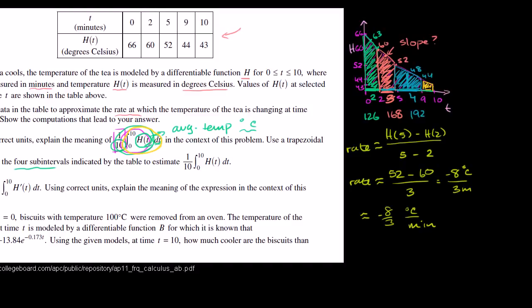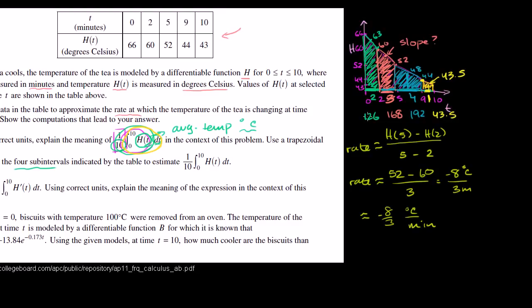And then finally, this last trapezoid, its base is only 1. And then its height is 43 at the left side, 43 at the right side. So its average height is 43.5. So it's 43.5 times 1. So that's just going to be 43.5.